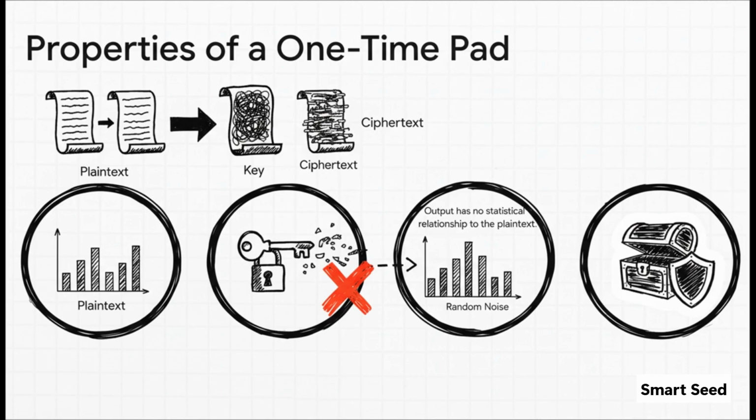When you do this, the ciphertext you get has zero patterns. It's statistically identical to just random noise. That makes cryptanalysis impossible. And because the key is random, a brute force attack is also totally useless. Any key you try could produce some readable message, so you have no idea which one is the real one.